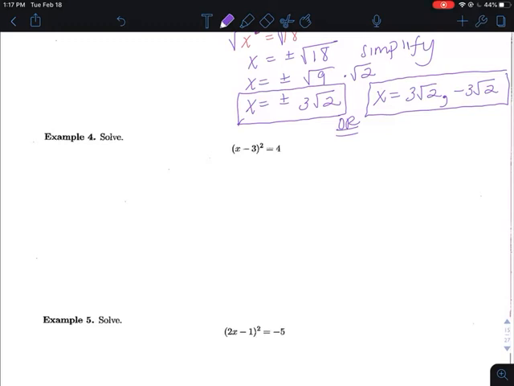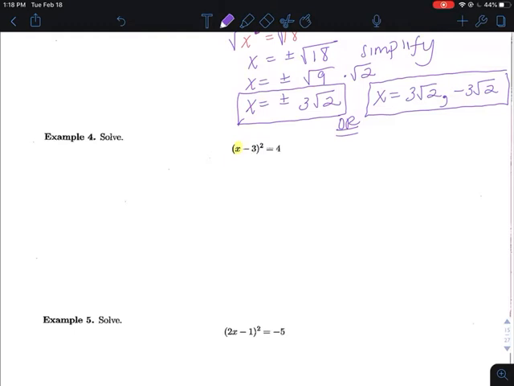Same thing goes for this next example here. You only see an x. Yes, that parentheses is being squared. Your goal when you solve an equation is to get x by itself. So there's no need to try to multiply this stuff out and then set it equal to 0 and factor. If you see a problem in this form, you want to use the square root property.